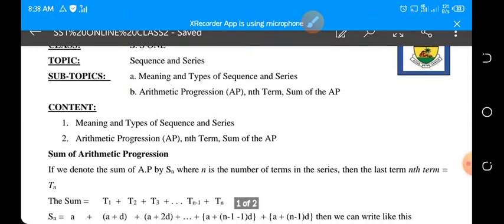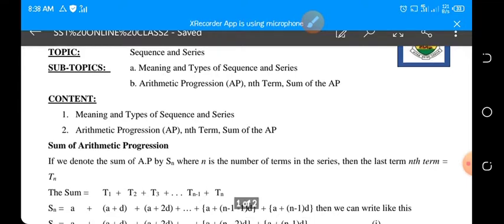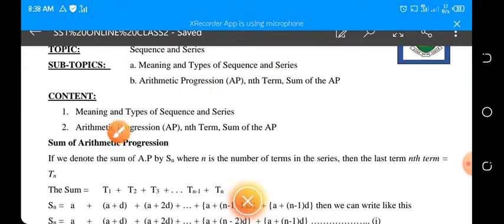Now, sum of AP. If we denote the sum of AP by S subscript n, where n is the number of terms in the series, then the last term, the nth term, is equal to Tn. And if it is Tn, it means that the sum will now be T1 plus T2 plus T3 plus continuation plus the second to the last term, Tn minus 1, plus Tn.